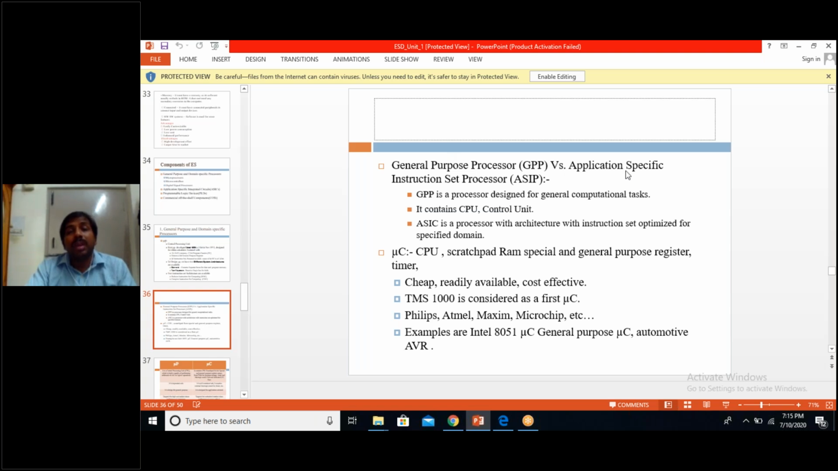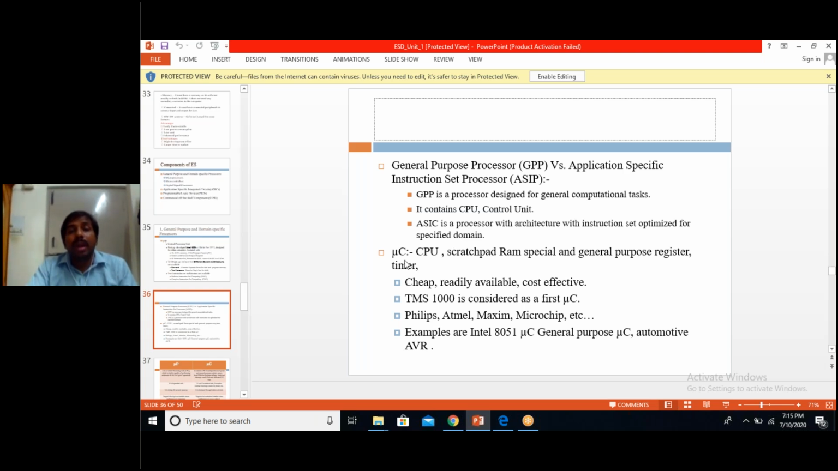So, general purpose versus application specific. General purpose can do general computational tasks. It contains a CPU and control unit, whereas the application specific integrated circuit has an architecture with an instruction set of a specific domain. Also, this microprocessor can be general purpose or application specific.